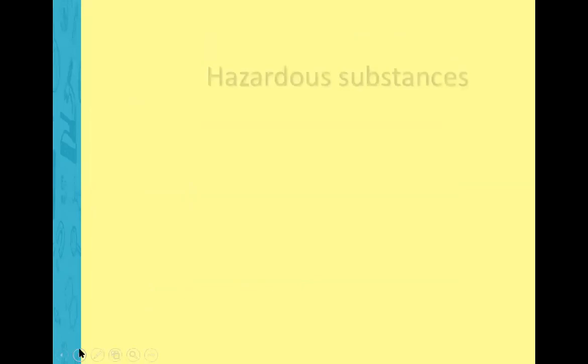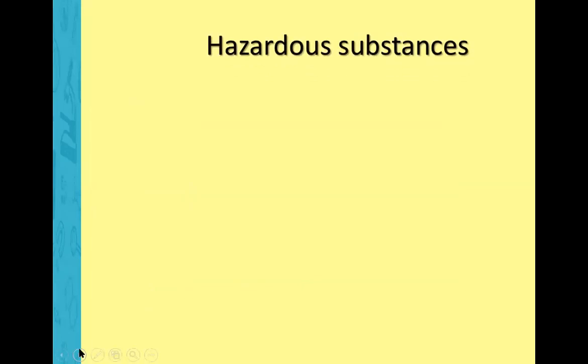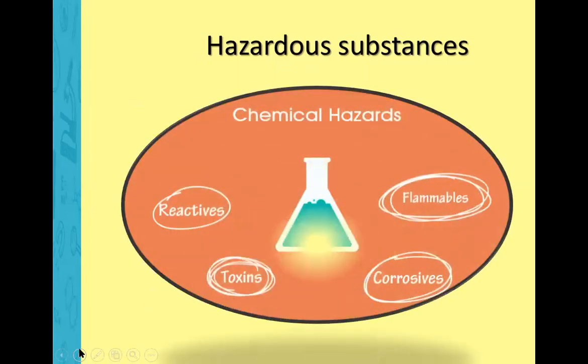now what are the hazardous substances? Hazardous substances are substances that can cause adverse health effect. Here on the screen you can see chemical hazards. In this picture they have shown us the chemical hazards, reactives, toxins, flammables, corrosives. These are the four different types of chemical hazards. Besides these, there are some biological hazards as well, which are dangerous for us. We will learn about them one by one.